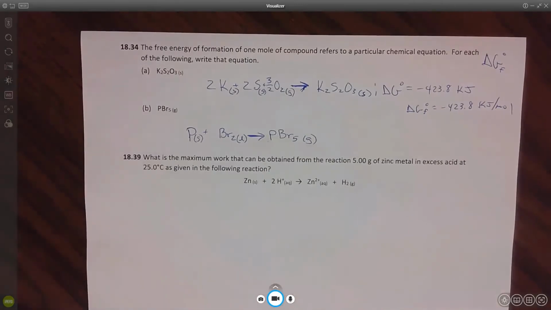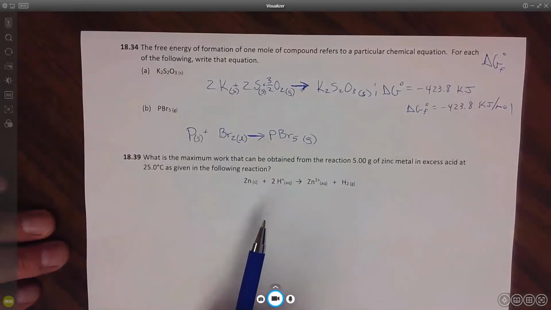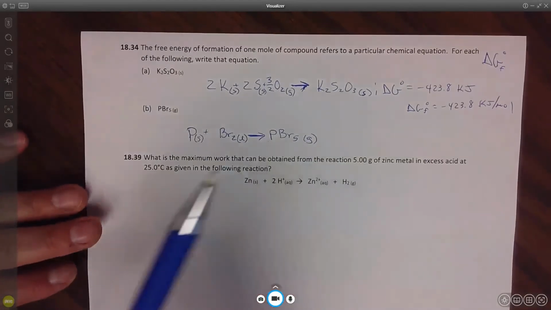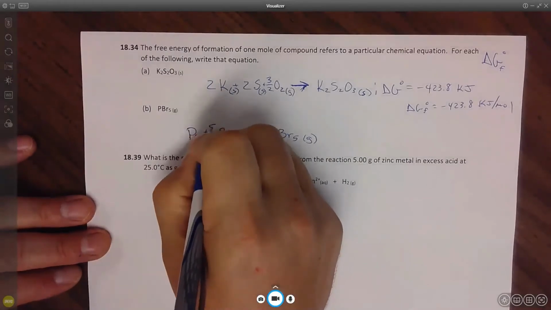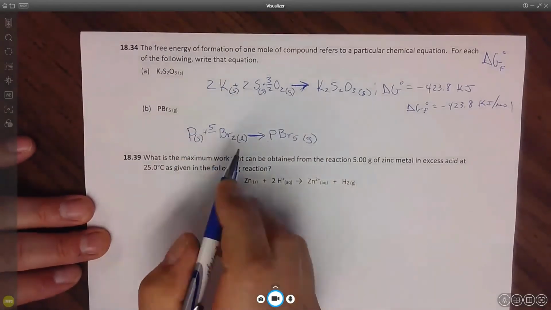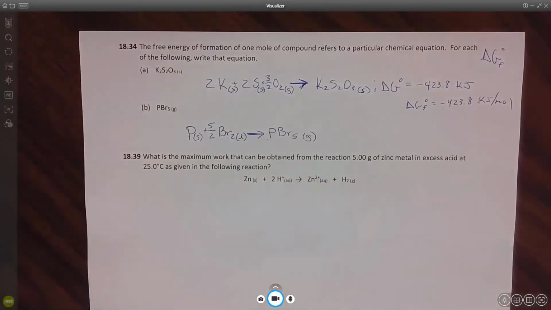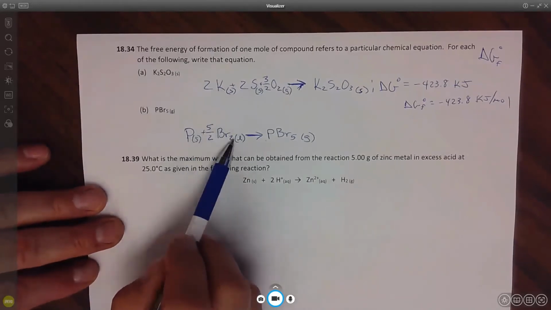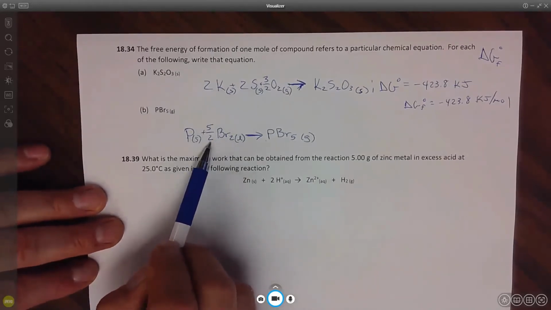The 1/5. Not 1/5. I'm going to take the coefficient from the product side, put it in the numerator, and then divide it by that number. Oh, okay. So think of it this way, right? I have 5 times 2, that's 10 bromines, divided by 2 is 5.